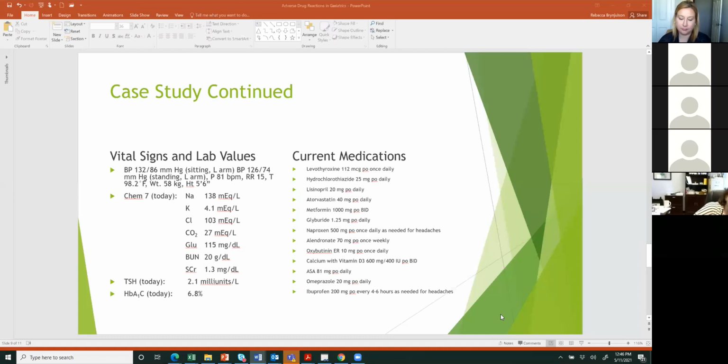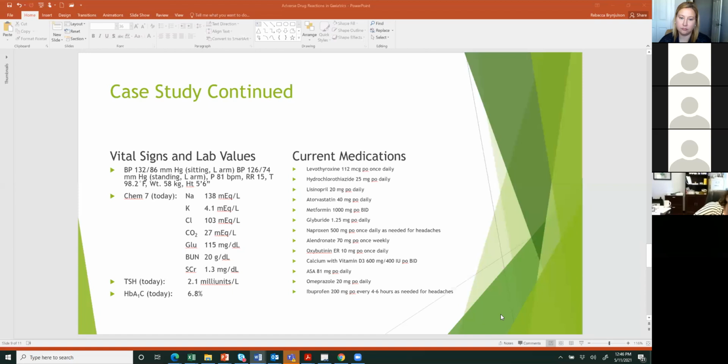The next one on our list we come to is oxybutynin. Oxybutynin ER, 10 milligrams by mouth once daily. So oxybutynin, at first glance, you might look at it and think the patient has incontinence, so oxybutynin seems correct. But oxybutynin is not indicated for stress incontinence. And so if you fail to recognize the incorrect indication, a prescribing cascade could ensue.